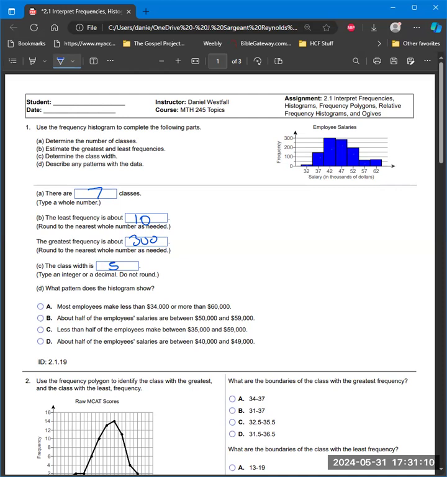And what pattern does it show? It shows that about half of the respondents here have salaries that are between 40,000 down here, and 49,000 up there.